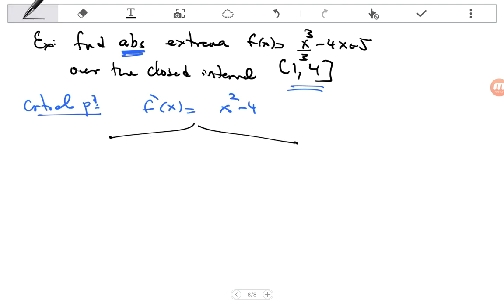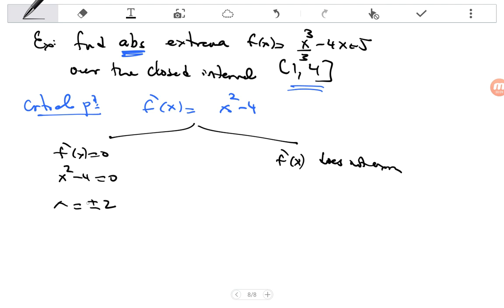Now, for that function, I need to find when f dash is equal to 0 and when f dash does not exist. F dash is equal to 0 at x squared minus 4 equal to 0, and that is x equal to plus or minus 2. And for that one, it does not exist, it will never be non-existent. There are no points that make a problem for me. There is no denominator, there are no branches in the function. So I have two critical points.